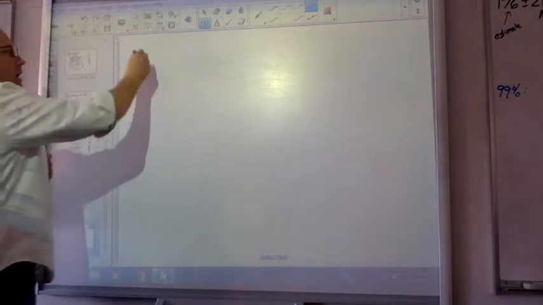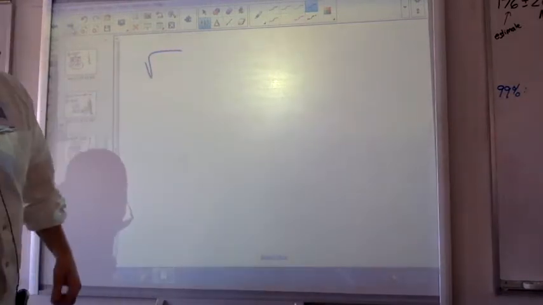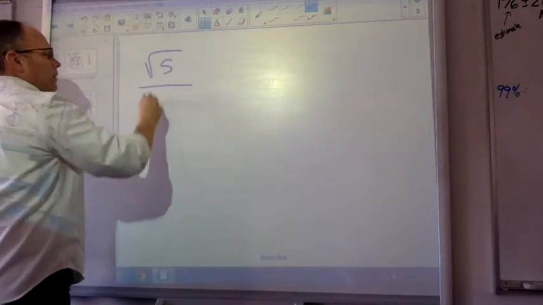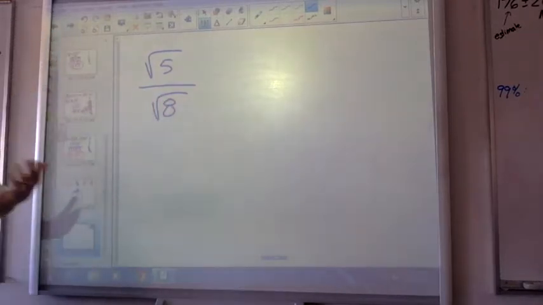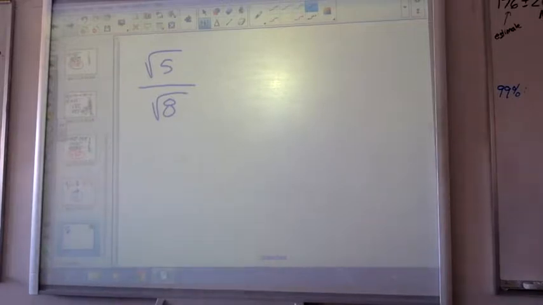So I already have the square root of 5 over the square root of 8. So this is already at the second step. We have a square root on top and a square root on bottom, right? Okay, so now we want to make the denominator a perfect square. So take a look at the list of perfect squares over there to the side. Is there a number I can multiply by to get that denominator to be one of those perfect squares? If so, what is it? 2, because 2 times 8 is 16.